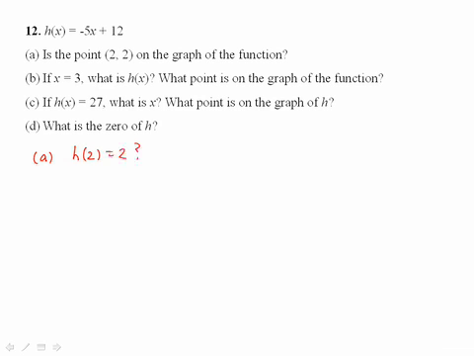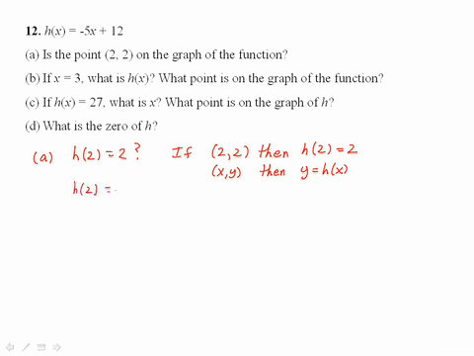The reason that we want to know that is because if the point (2, 2) is on the graph of the function, then when I evaluate the function at 2, I should get an output of 2. In general, if (x, y) is on the graph of a function, then y must equal h of x. So let's see if this works out.